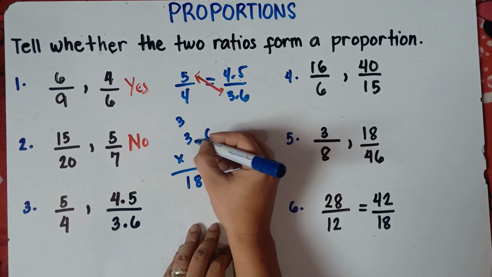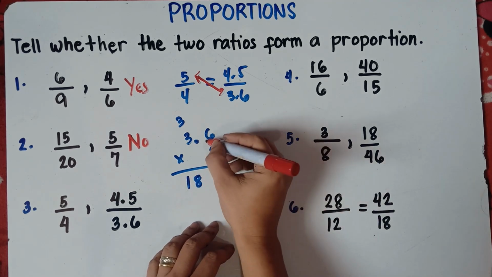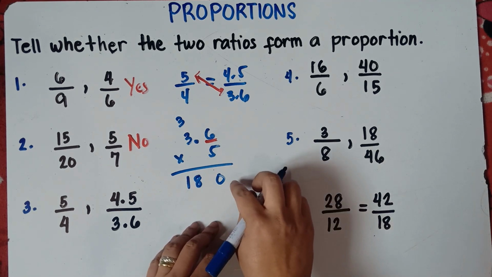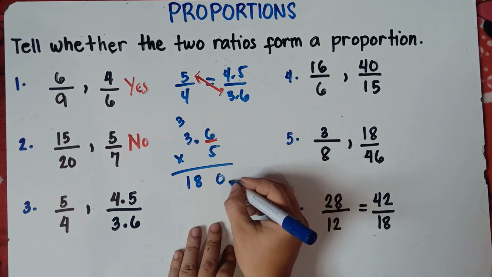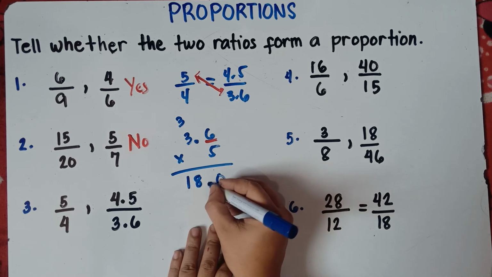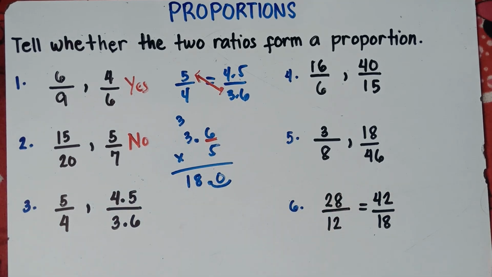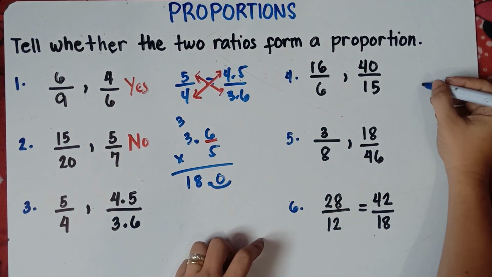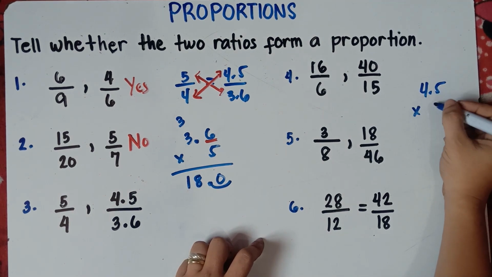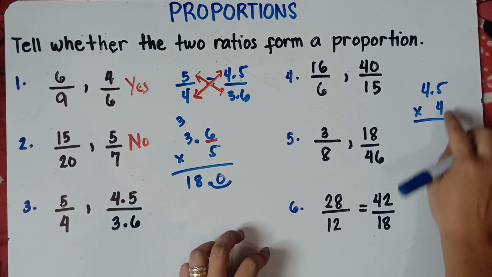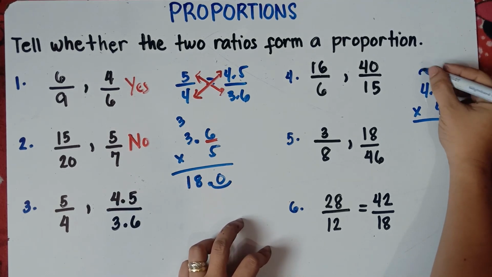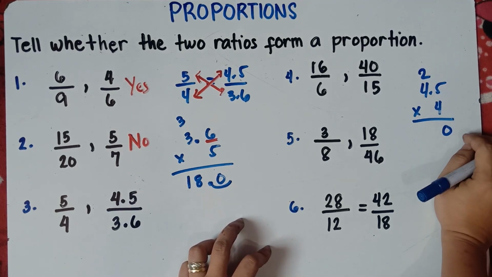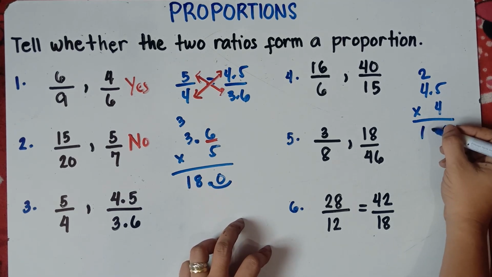And then you count the number of decimal places. We have 1, so we move 1 unit starting from right to left. So our answer is 18, class. Alright, let's try this one. Let's check 4 times 4.5. So 4.5 times 4. 4 times 5 is 20, 0 carry 2. 4 times 4 is 16 plus 2, that is 18.